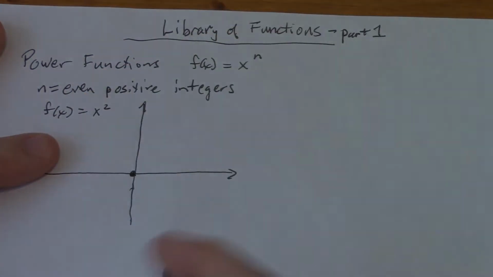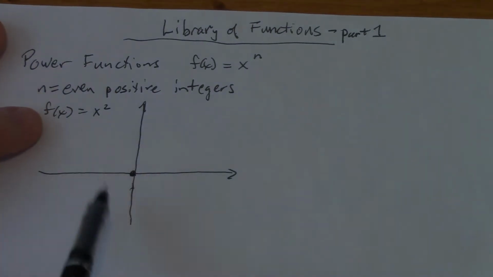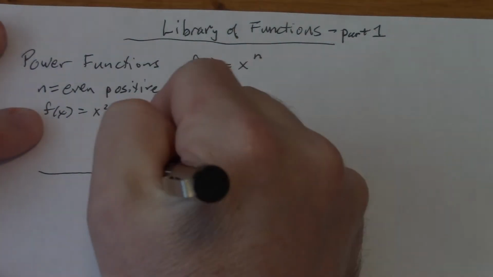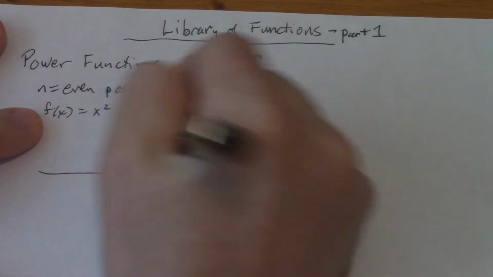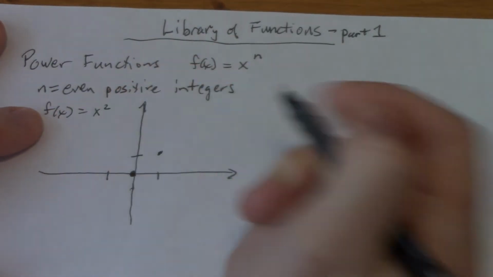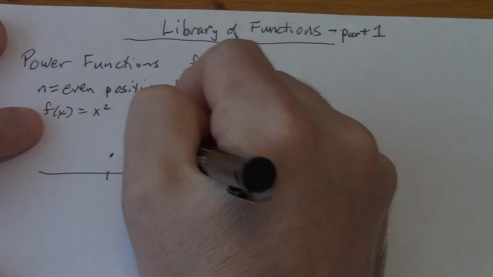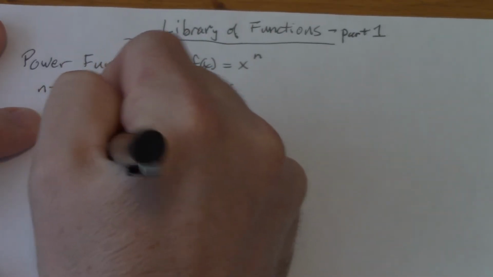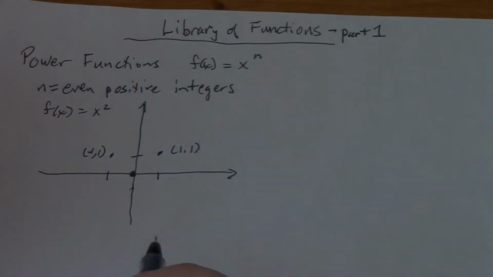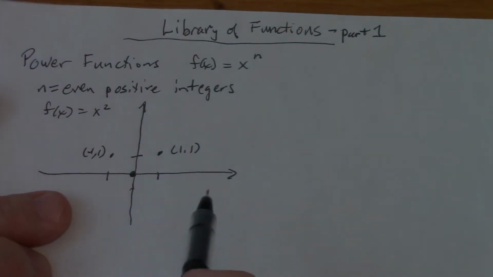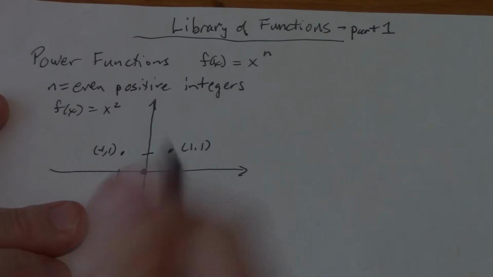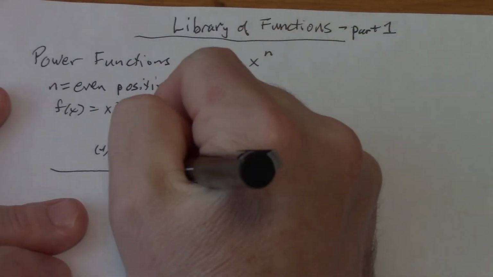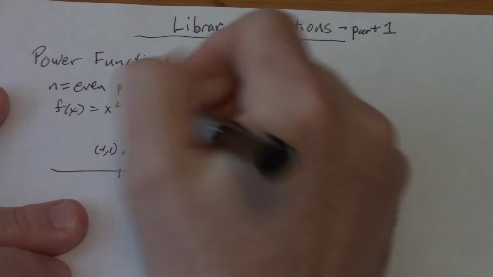There are 3 important points on this. If I plug in 0, I get 0. If I plug in 1, I get 1. And if I plug in negative 1, squared is also 1. When we're asking you to sketch these things, the important points are the ones we want to know, and these are the important points. You don't need to sketch more of them. So my parabola is going to do something like this.